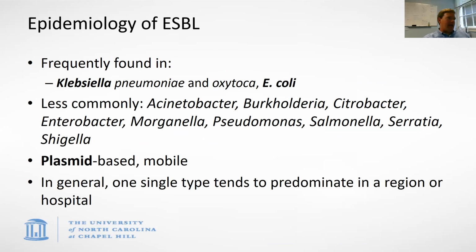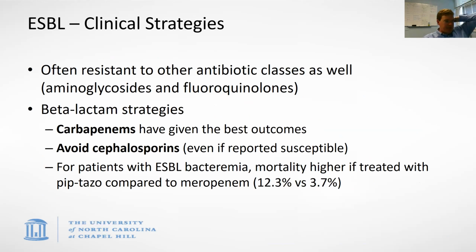ESBL is most frequently found in Klebsiella pneumoniae and oxytoca and E. coli. Those are the two really big bad ones, but it can also be present in essentially anything: Acinetobacter, Burkholderia, Citrobacter, Enterobacter, Morganella, Pseudomonas. All these can have ESBL. They are plasmid-based and mobile, and can jump from one organism to another. And interestingly, one single type tends to predominate in a region or hospital.